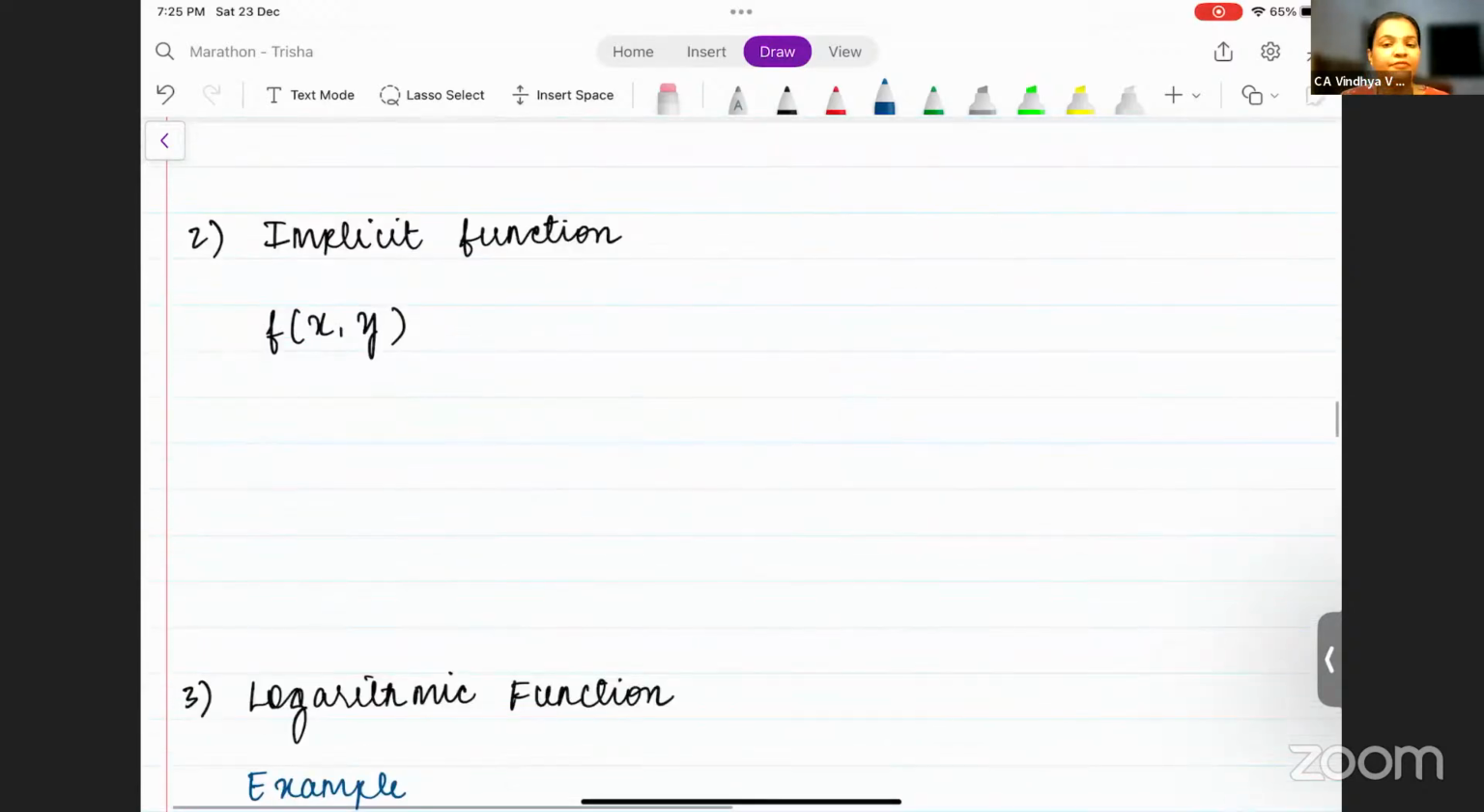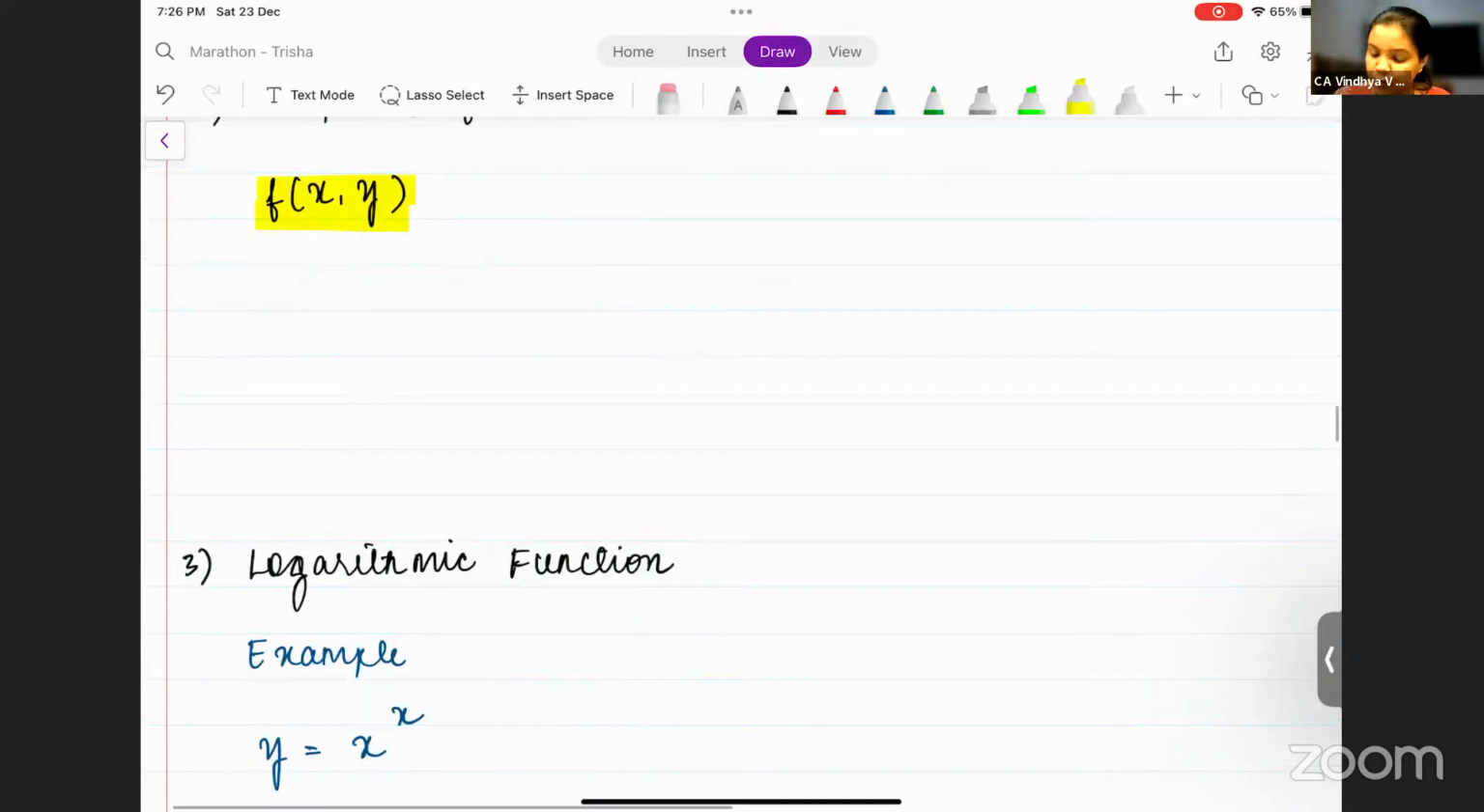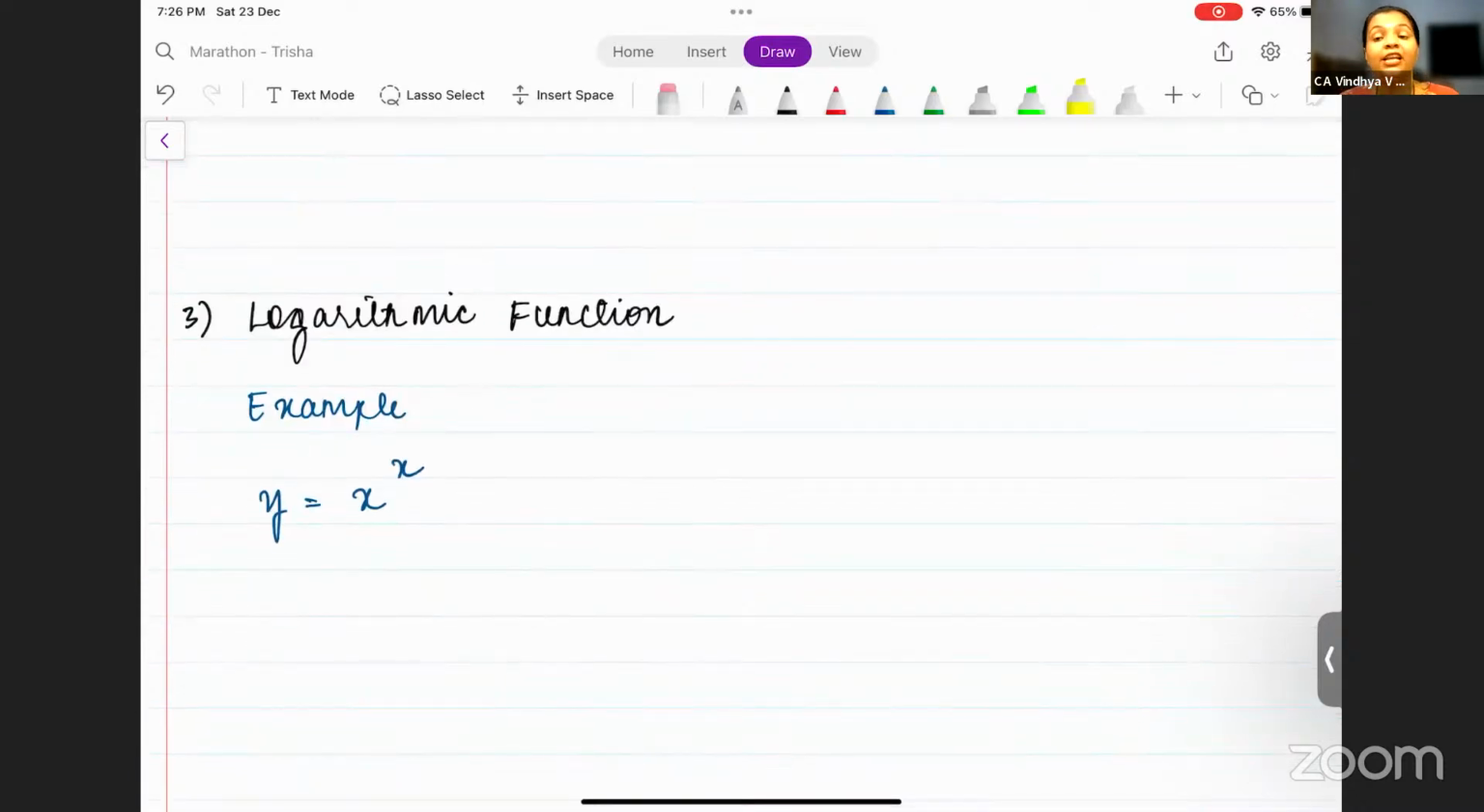Next you have implicit function, where a function is given with respect to x as well as y. That means when a function cannot be written with respect to x alone. Till now, we had seen all functions where x was written as it is. So when a function cannot be written in terms of x alone, you call it an implicit function. Next one is a logarithmic function, wherein you have to apply log to solve the answer.